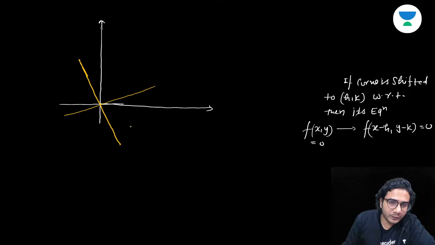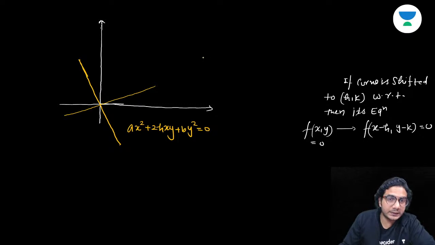This was the homogeneous equation, ax square plus 2hxy plus by square is equal to 0. This represents two straight lines passing through origin, and this equation is called 2-degree homogeneous equation, right? Now this curve is shifted to some point, say x1 comma y1. Okay, so this point is x1 comma y1.